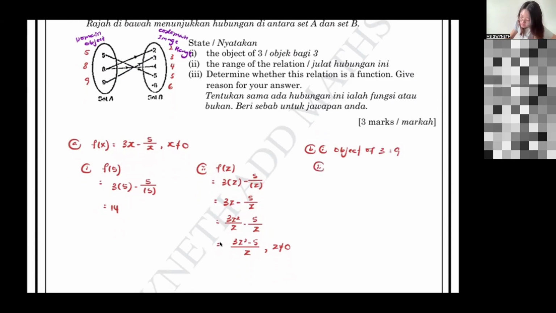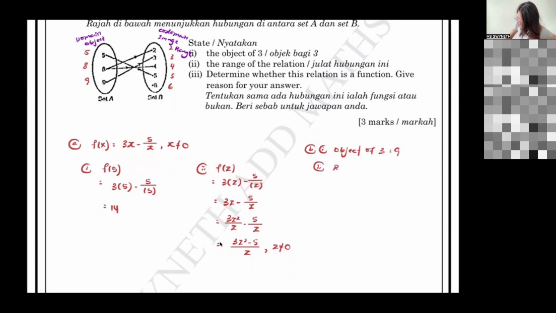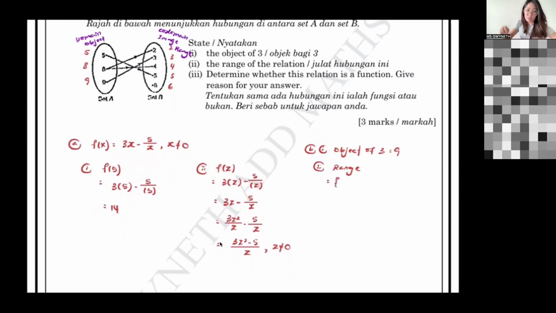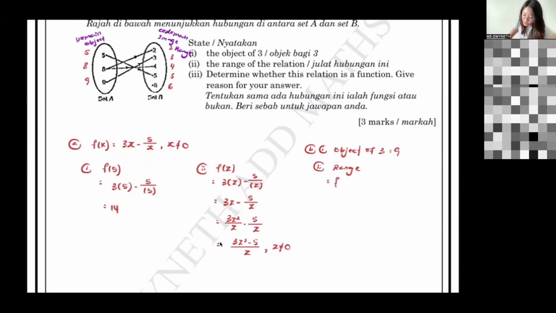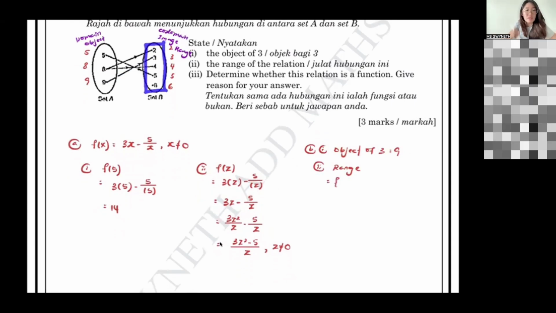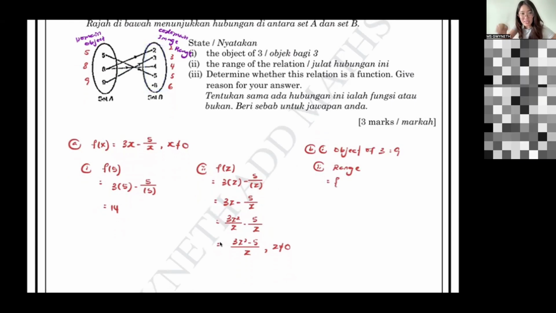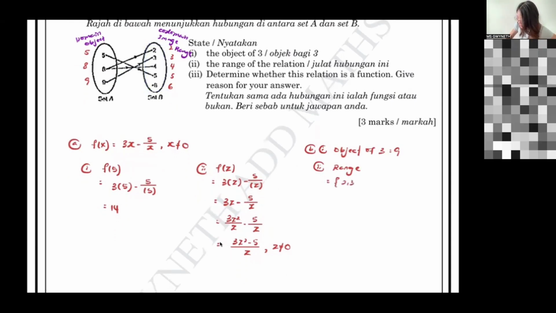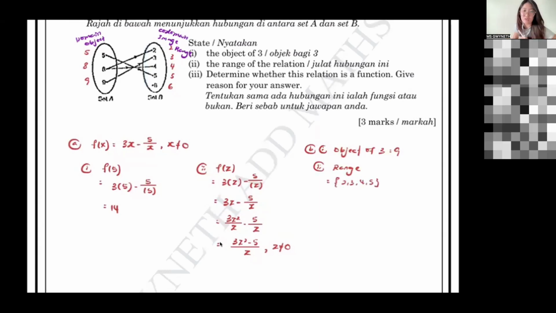Okay, number 2. Range of the relation. Everybody, for the answer of range, you need to put it in brace brackets. Range, you look at the right-hand side. Numbers that have lines attached, those are the answer. So you have 2, 3, 4, and 5. No 6, huh? 6 has no line attached.